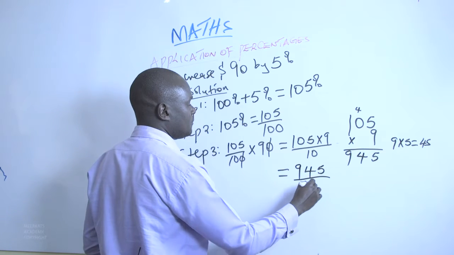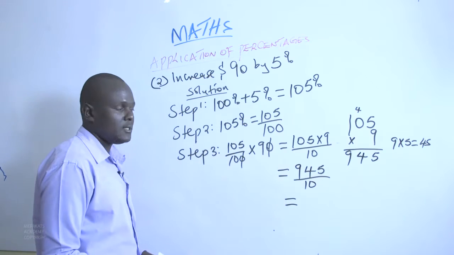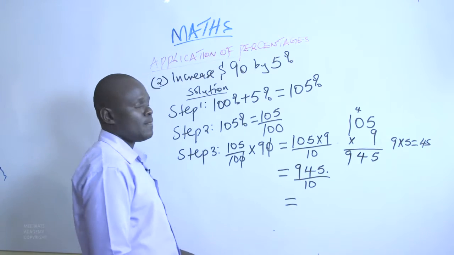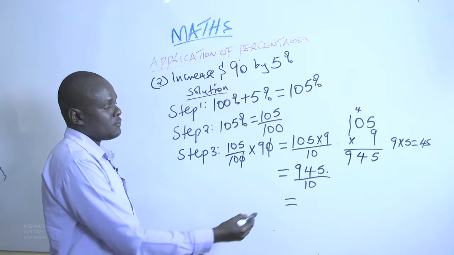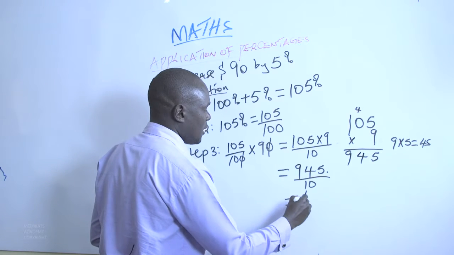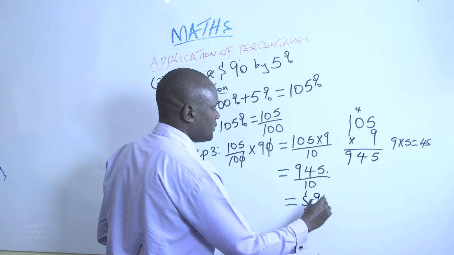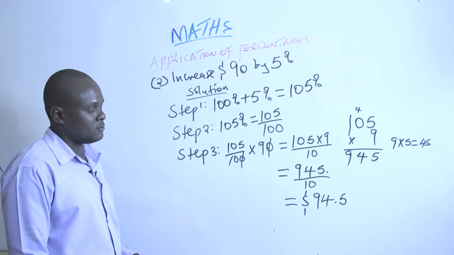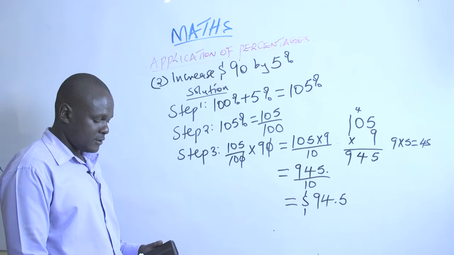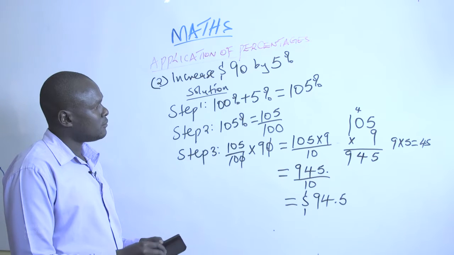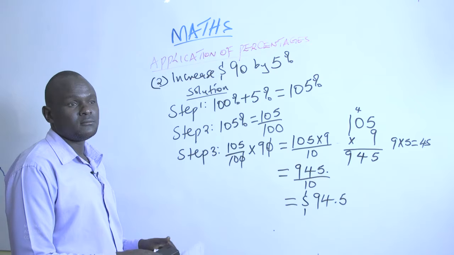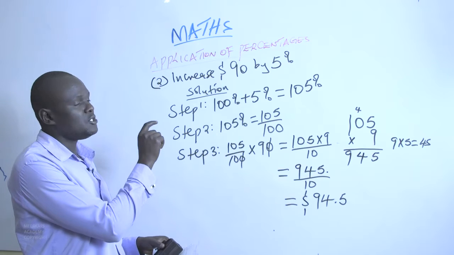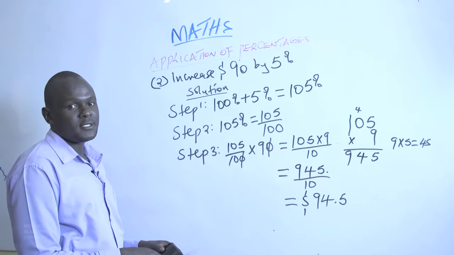Divided by 10. And when we are dividing by 10, it's just like moving the decimal place, which is assumed to be somewhere here, one place to the left because of the 1 0. And this will give us $94.5. There is another method that is also applied to solve the same. It is called cross multiplication, whereby we assume the initial amount is equal to 100%.